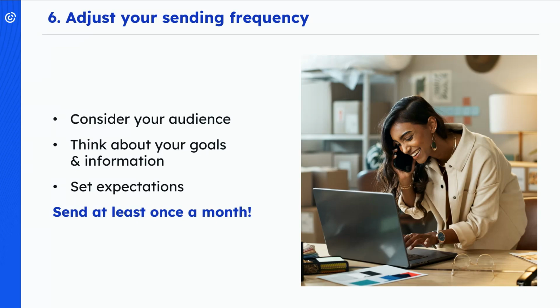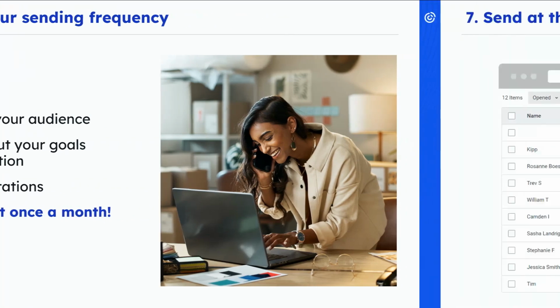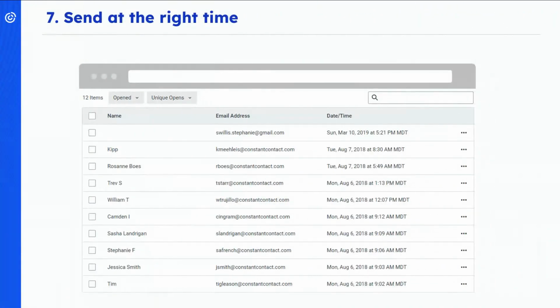Now we're going to move on to tip number 7. That is to send at the right time. Ideally, you want to target a day and time that your contacts are most likely to open. This can vary based on your industry and even the demographics of your email subscribers. When you can send your email at a time that your audience is less inundated with tons of emails, they'll be more likely to open and read yours.